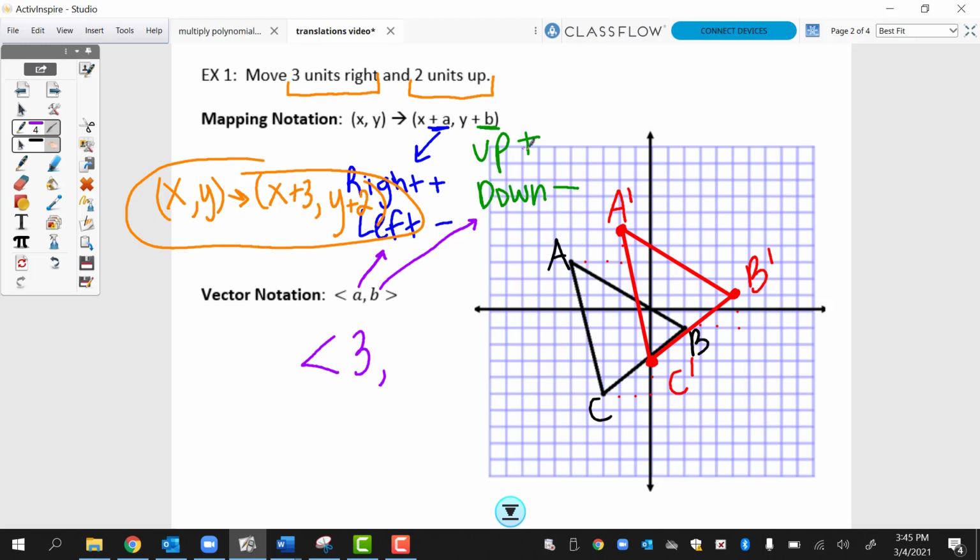And my up down number we said was 2 up means it's a positive 2. So I just write a 2 in the pointy parentheses. And then this would be vector notation. So these are saying the same thing. It just looks a little different. So let's do some practice questions.